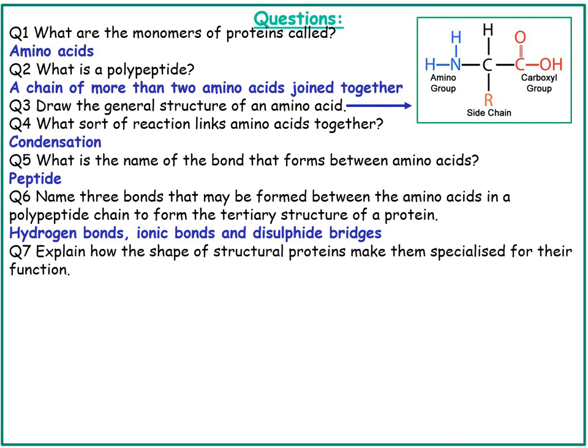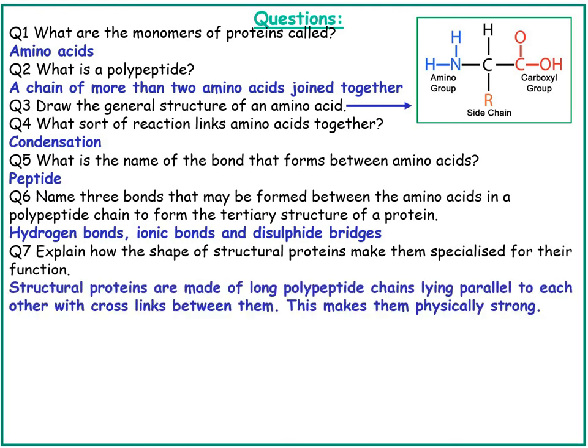Explain how the shape of structural proteins makes them specialised for their function. Structural proteins are made of long polypeptide chains lying parallel to each other with crosslinks between them. This makes them physically strong.